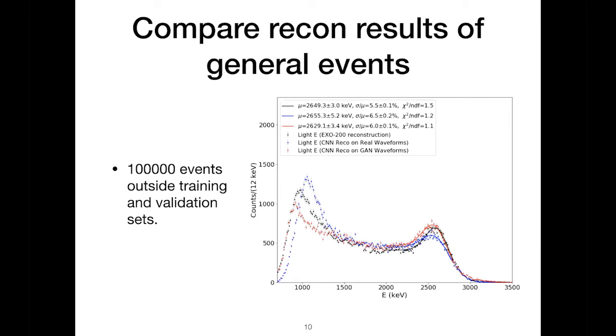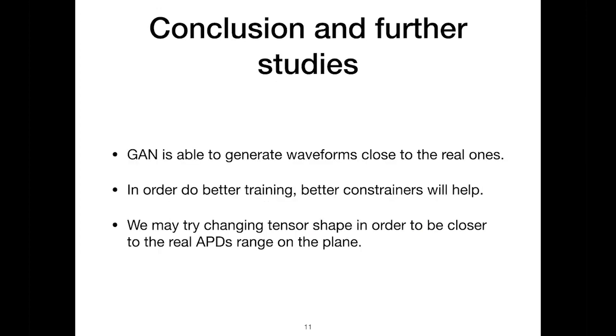So in the next step, I believe that a better constrainer could play a key role in our studies. So far, I think I have already shown that GAN is able to generate waveforms that are very close to real ones. Now we would like to do a better job, get a better result, and I believe that the constrainer could be improved so that we can reach a better result.